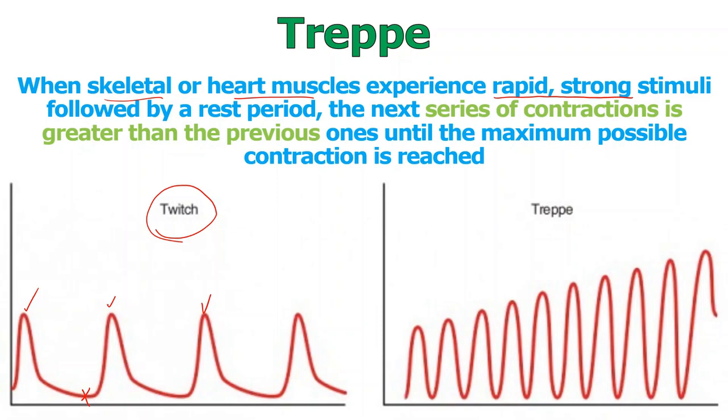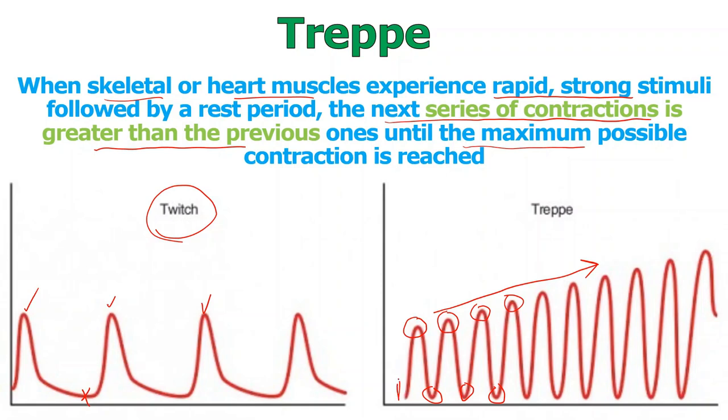We're going to see this step pattern occur, right? We got a contraction, then we went to rest. Then we got a stronger contraction, right? More tension. Then we got a rest, and we got more tension, then back to rest, then more tension, like we're walking up a staircase or up the steps. This is treppe. So what it says here is the next series of contractions is stronger than the previous one. Now again, at some point you'll get to a maximum, but we don't see it in this image. But this is called treppe, or the steps.